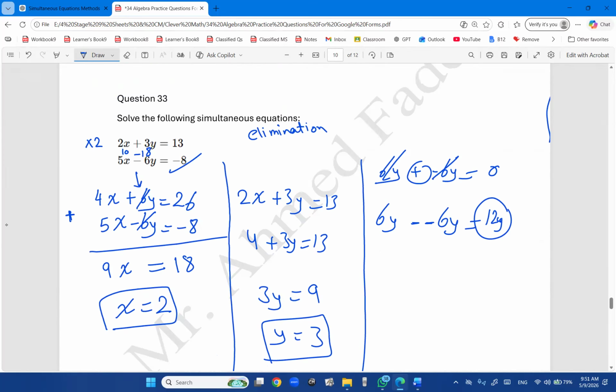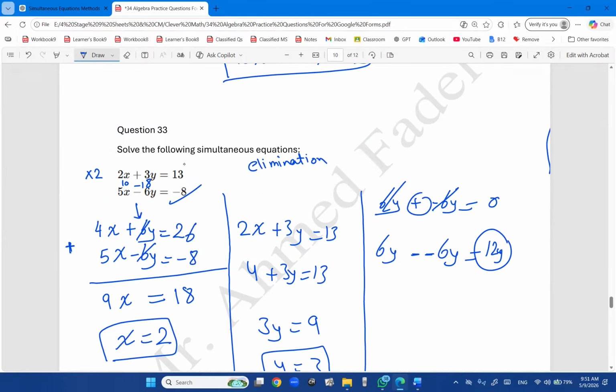By the way, guys, in the simultaneous equations over here, they might change the order. For example, they write to you 3y plus 2x equals 13, and 5x minus 6y equals negative 8. You just rearrange it to make the x's on top of each other and the y's on top of each other, just to switch the x with the y here. And even if they put the x on the other side, bring it back here with the opposite sign.